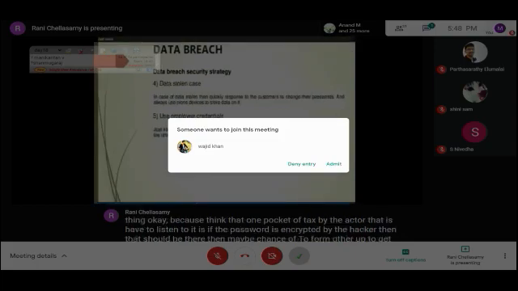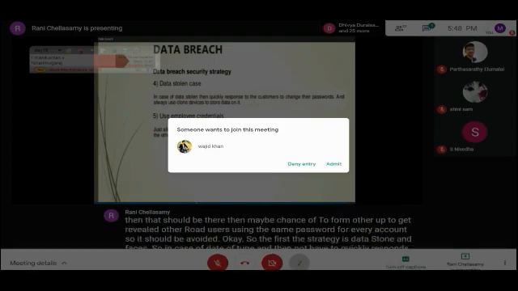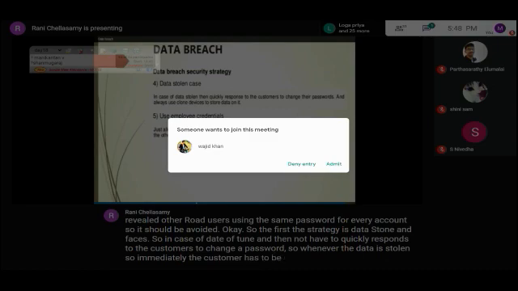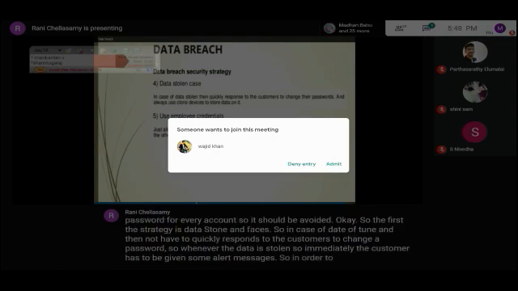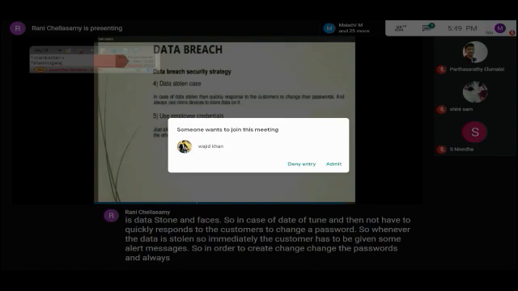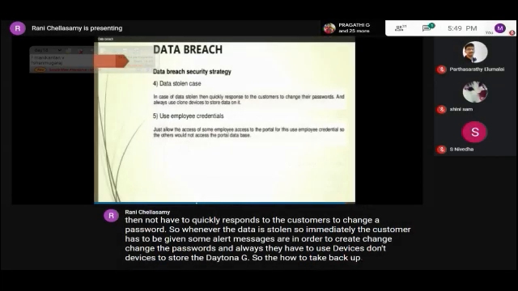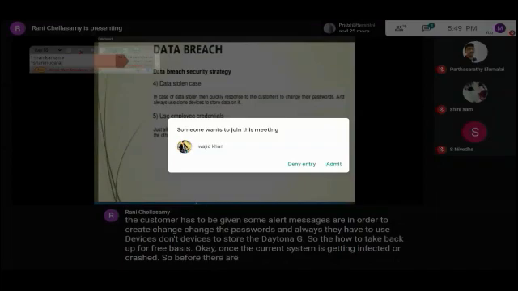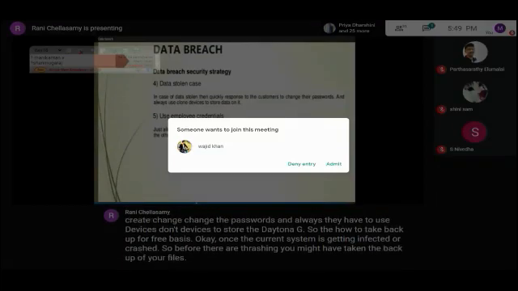Okay. So the fourth strategy is the data stolen case. In case of stolen data, they have to respond quickly to the customers to change passwords. Whenever data is stolen, the customer has to be immediately given alert messages in order to change the passwords. And they always have to use clone devices to store the data on, so they have to take a backup of the data. Once the current system gets infected or crashed, you will have taken a backup of your files before the crash. That is very much important.